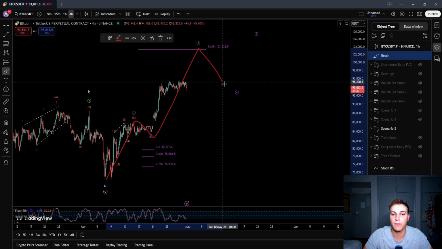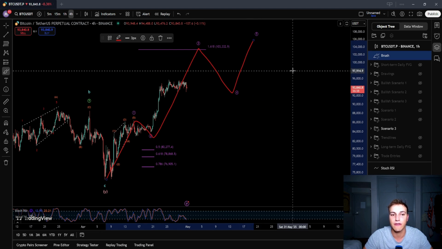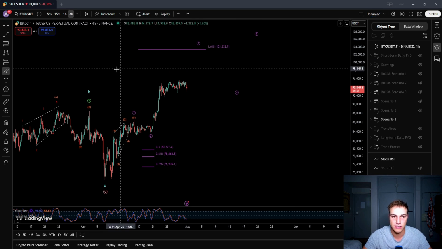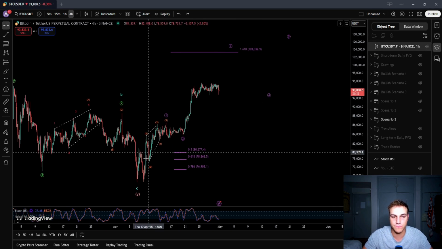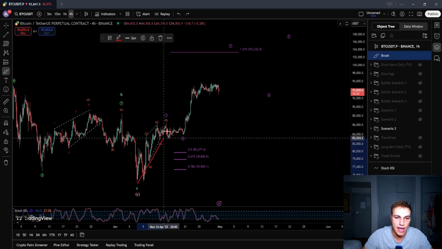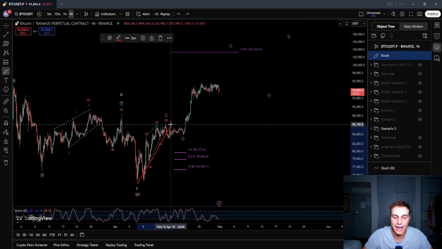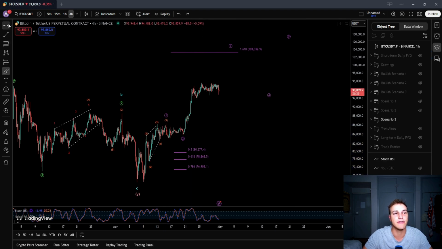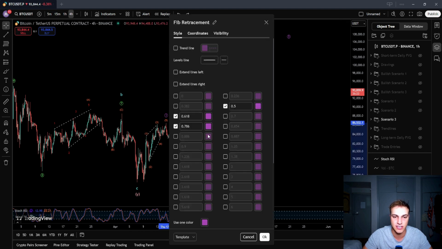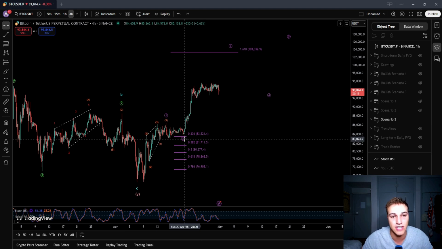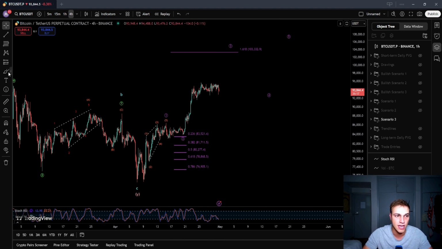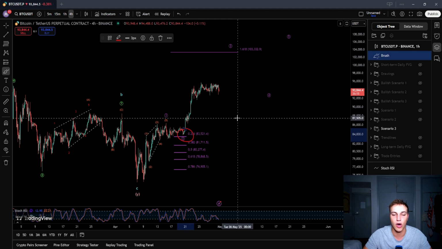103,302, followed by a 4 and a wave 5. Now, there are 2 issues with this scenario at the moment. Issue 1, we have a wave 1 up and a wave 2 that does not touch even the 0.236 on the chart you can see here, if we mark this as our wave 2.